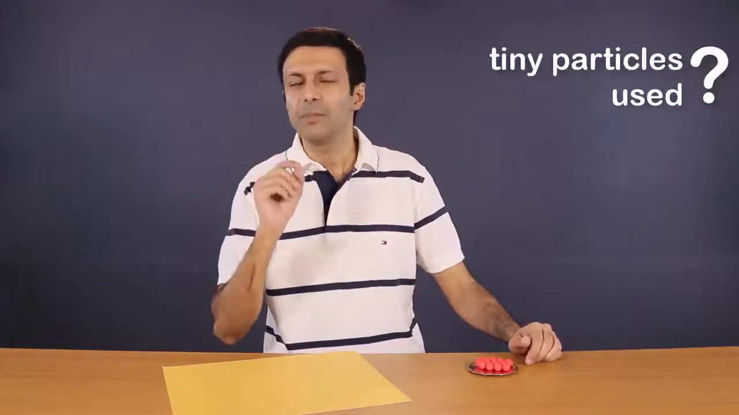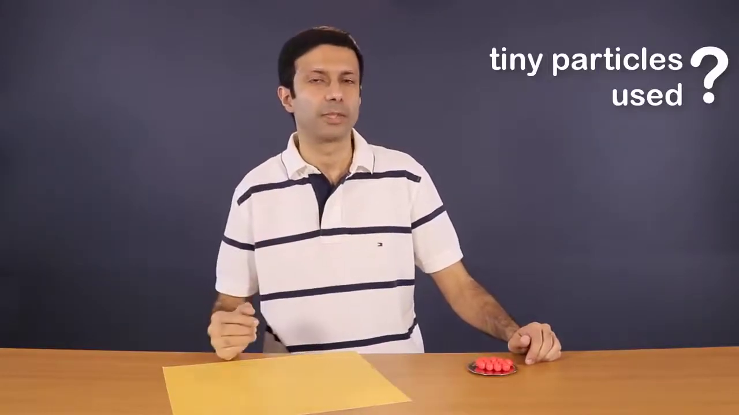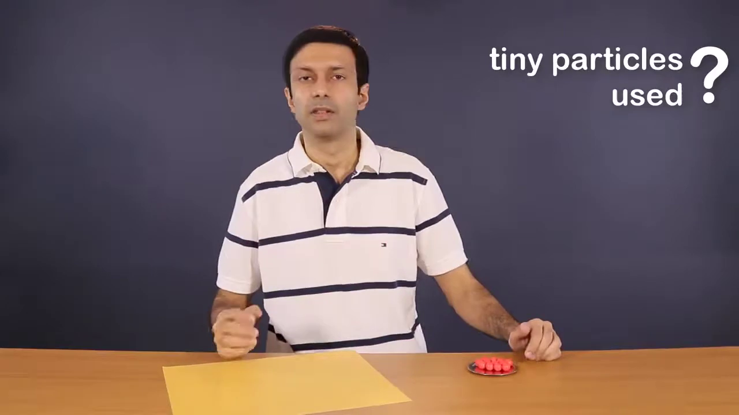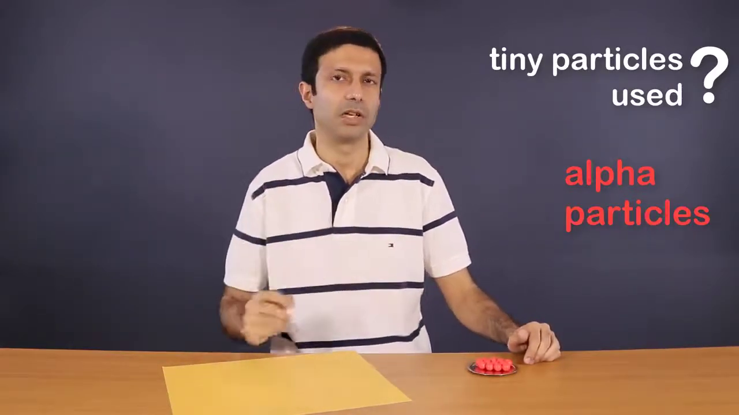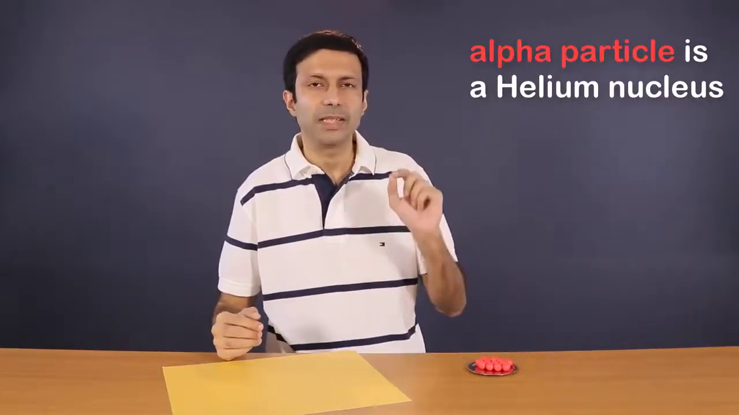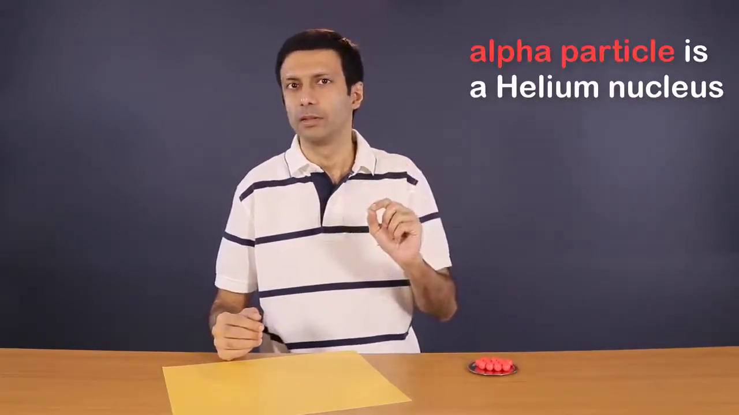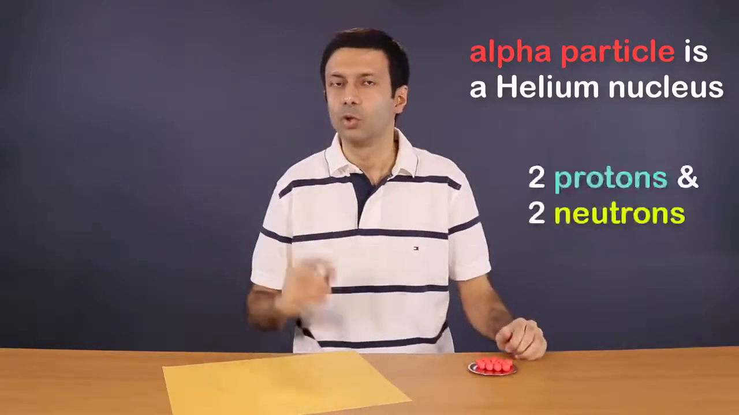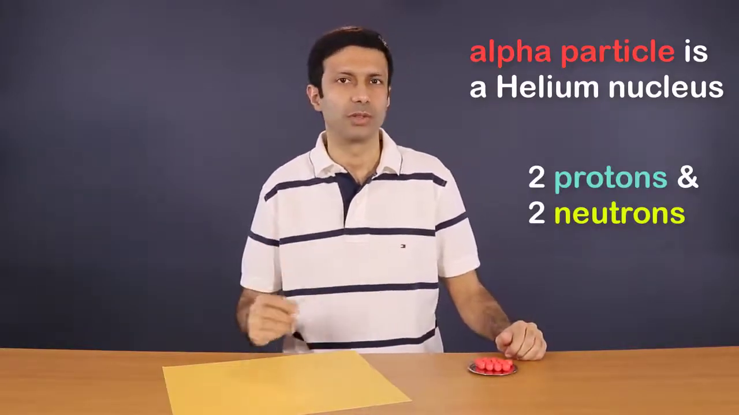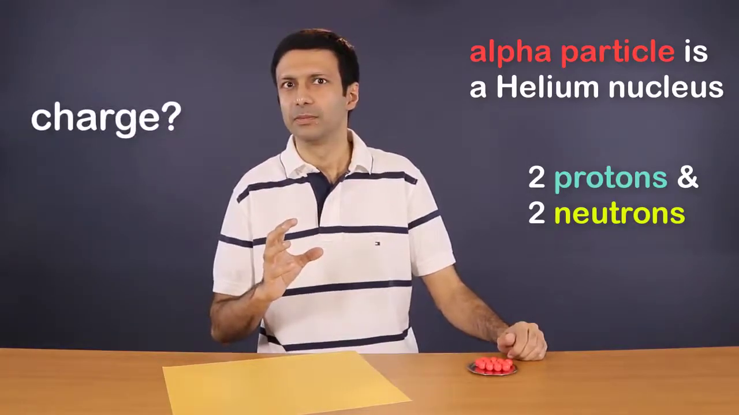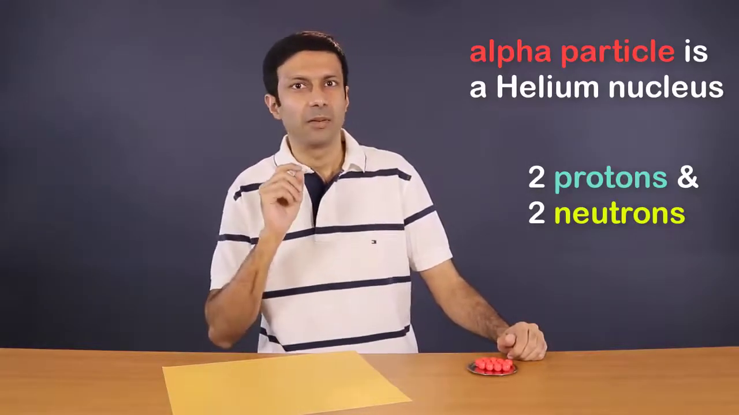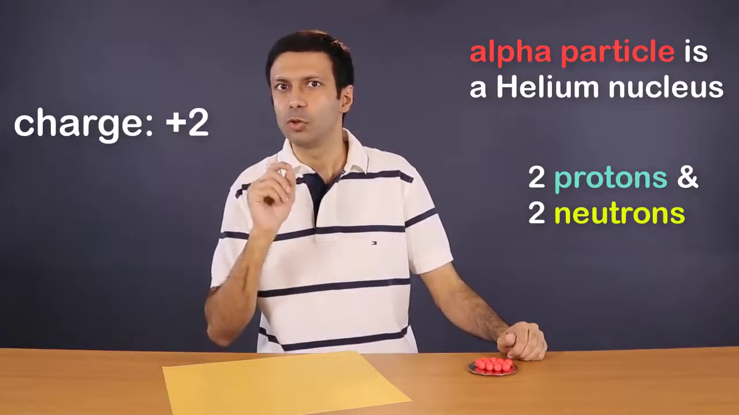Now, what are the tiny particles that were used during the experiment? They are called alpha particles, and they are positively charged. Each alpha particle is basically the helium nucleus, since it contains 2 protons and 2 neutrons. So what do you think is the charge of the alpha particle? That's right, it's +2, since there are 2 protons in it.